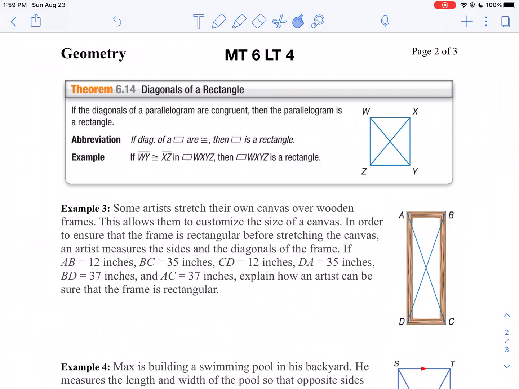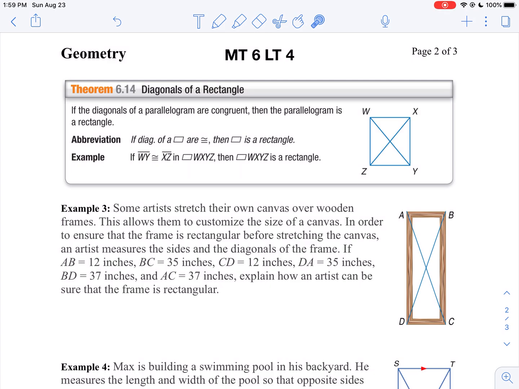In the next part of our seminar, we're going to be looking at the converse of our theorem. That is, if you have a parallelogram and it turns out that the diagonals are congruent, that must be a rectangle.